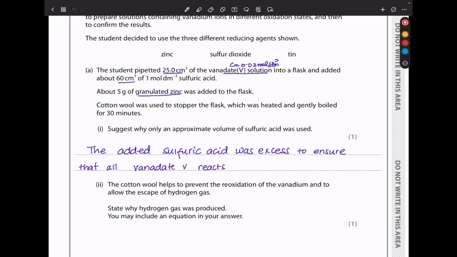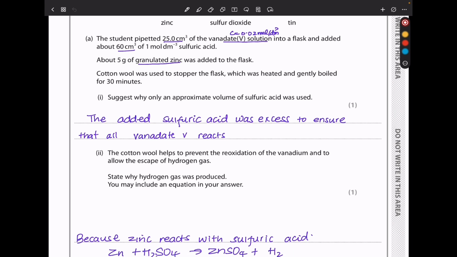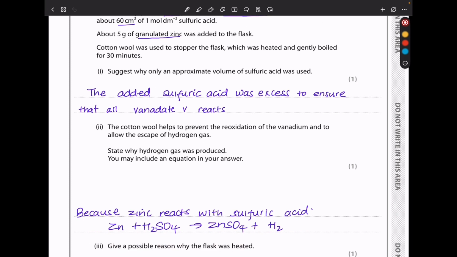In part A, a student pipetted 25 centimeters cubed of vanadate 5 solution into a flask and added about 60 centimeters cubed of 1 mole per decimeter cubed sulfuric acid. About 5 grams of granulated zinc was added to the flask. Cotton wool was used to stopper the flask, which was heated and gently boiled for 30 minutes. Suggest why only an approximate volume of sulfuric acid was used. An approximate amount of sulfuric acid was used because they didn't care about its concentration since it was in excess to ensure that all the vanadate 5 reacts.